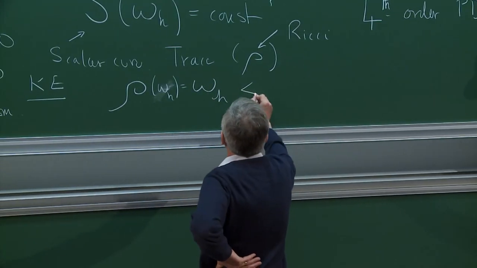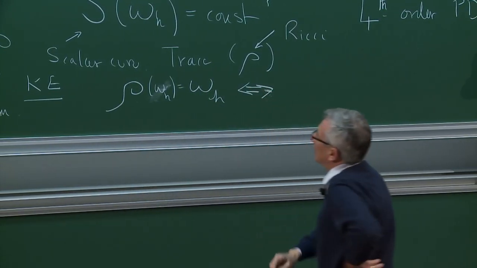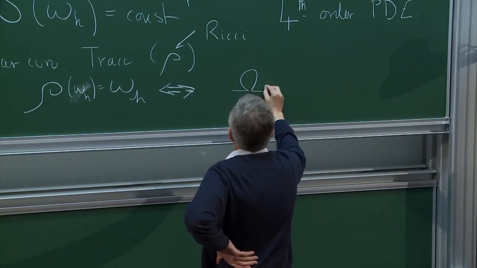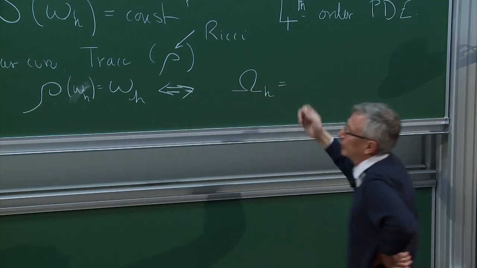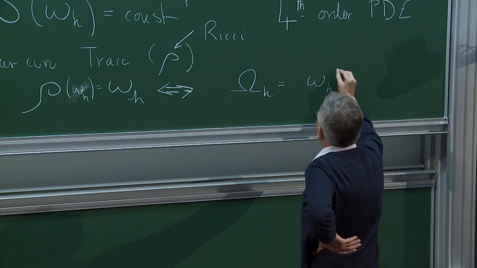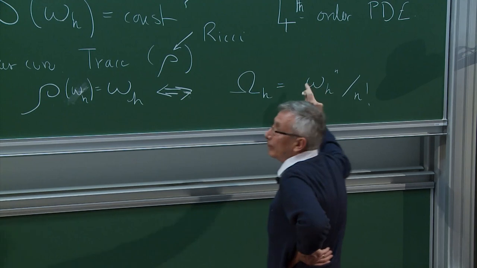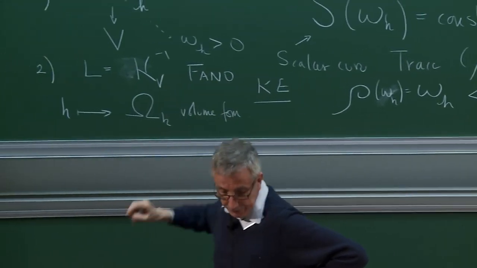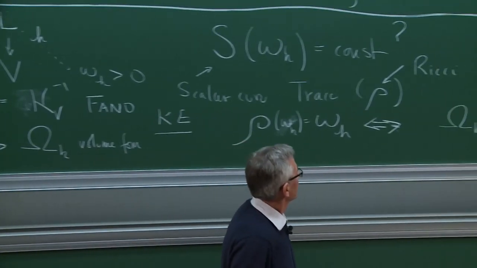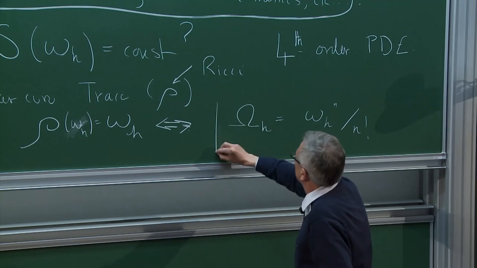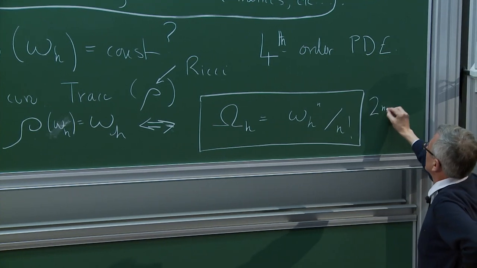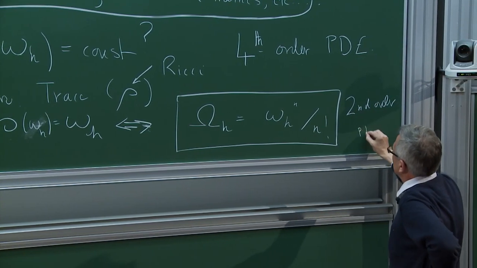So this equation here is in fact equivalent to solving just the simpler equation that the volume form omega H is equal to some constant multiple, which we can normalize to be 1, of the standard volume form, the Riemannian volume form given by our metric tensor. So this is a second order PDE.